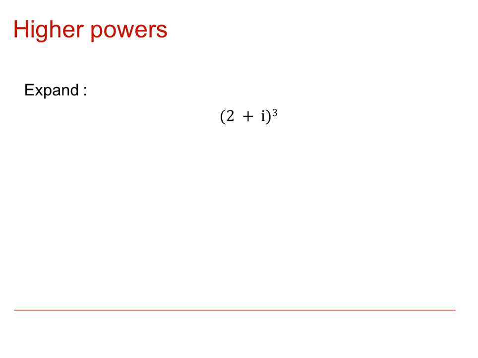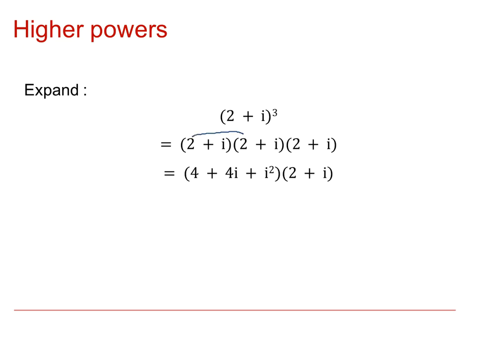Well, to consider higher powers, we simply write out the bracket this time 3 times. So we've got the product of the 3 brackets and consider them as a pair to start off with. So if we look at the first 2, then we will get the first term giving you 4, the outside term 2i, the inside term 2i, so in total 4i, and then the last term i squared. So that we can then simplify the i squared being minus 1, because therefore a total of 3 plus 4i.